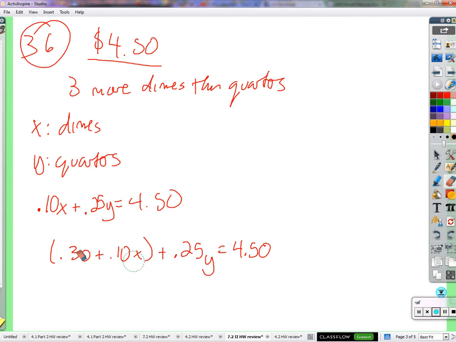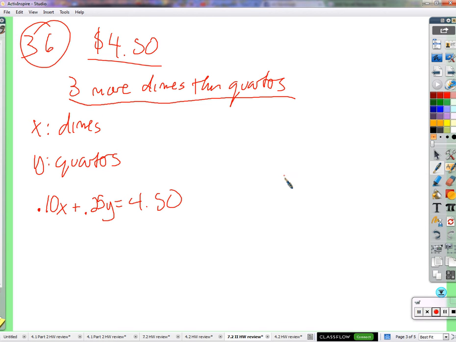Much information into one equation, and this equation has an x and a y in it. And you're trying to solve for x or y all at once. We're going to write an equation first based on this information. 3 more dimes than quarters. Here.